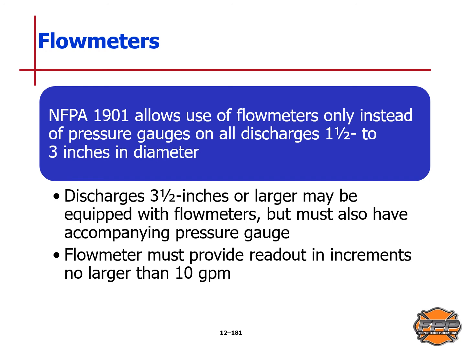NFPA Standard 1901 allows the use of flow meters only, instead of pressure gauges, on all discharges 1.5 to 3 inches in diameter. It provides that discharges of 3.5 inches or larger may be equipped with flow meters, but must also have accompanying pressure gauges. A flow meter must provide a readout in increments no larger than 10 gallons per minute.